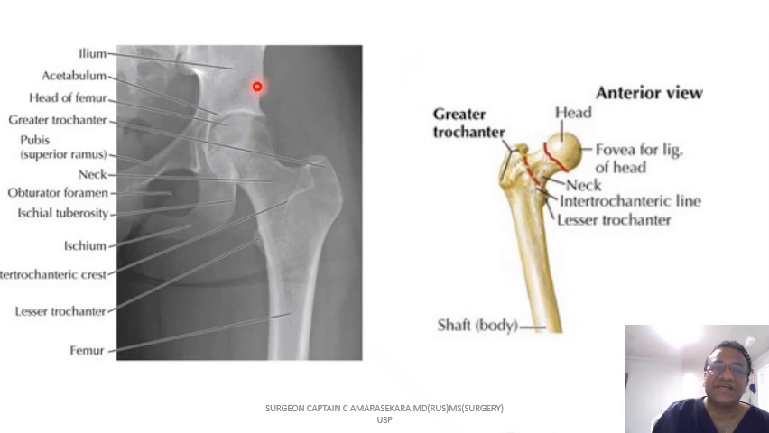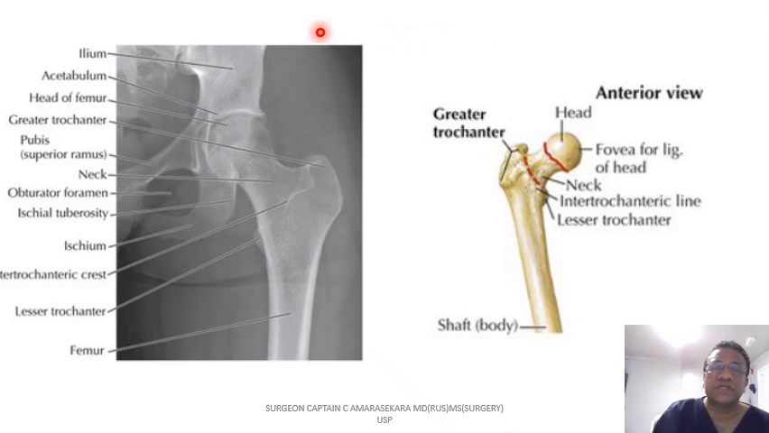On X-ray, you can also identify the obturator foramen. This is your obturator foramen. This is your ischial tuberosity, and here the pubic bone, the superior pubic ramus, and this is your inferior pubic ramus. So these bones make the obturator foramen. This obturator foramen allows the passage of nerves and vessels to the lower limb.